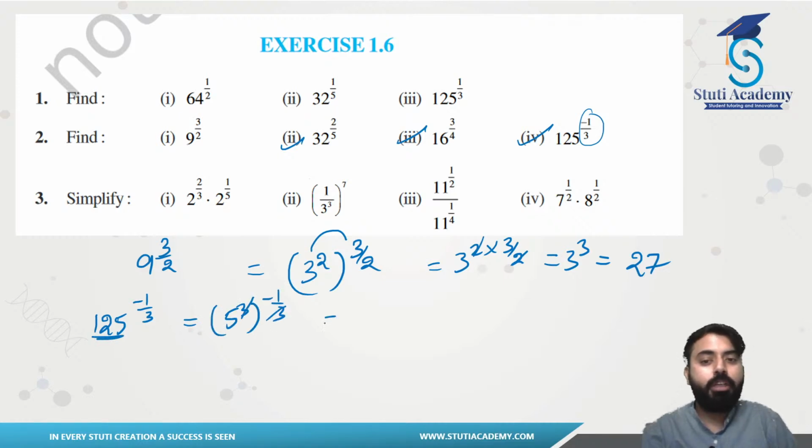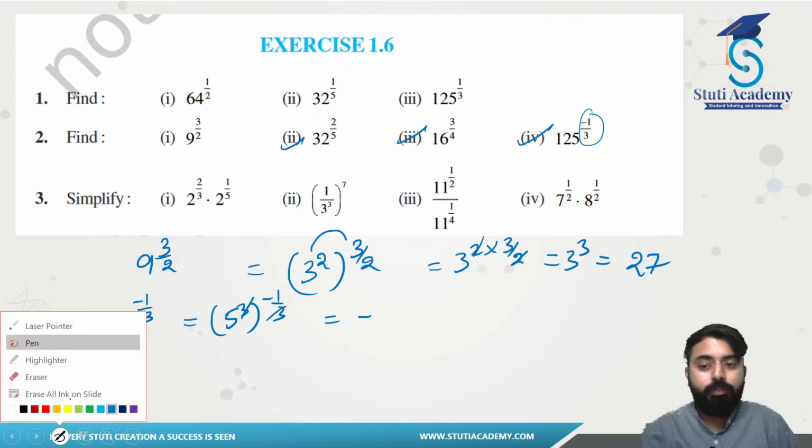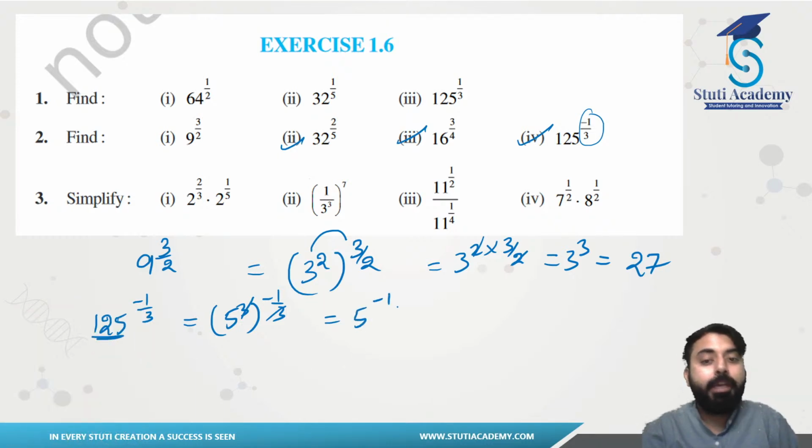This will cancel out. I have what? It will be 5, and that will be minus 1 here, right? So guys, see, 5 inverse, that can be written like this, 1 over 5.